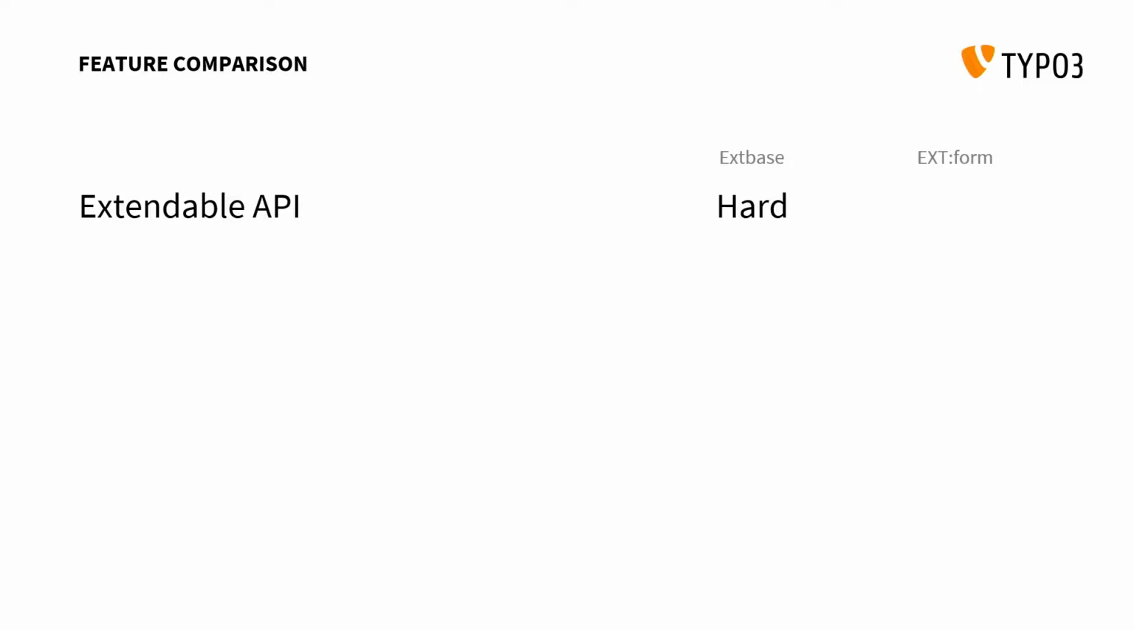We need an extendable API for users to extend this at a later point. Really hard to achieve in Extbase. Well, pretty easy in Form. I also will show that. Front-end independent? No, because I ship templates, and at this point I've just lost. With Form, I don't ship any templates, and I take the templates the user already has applied.